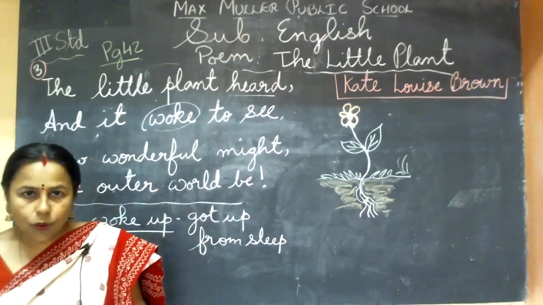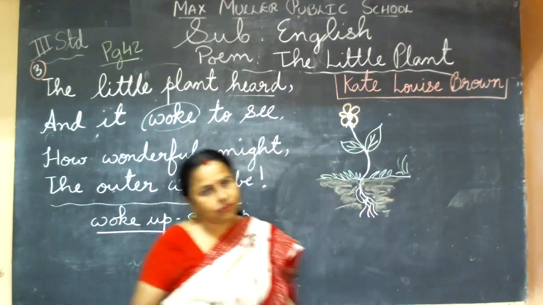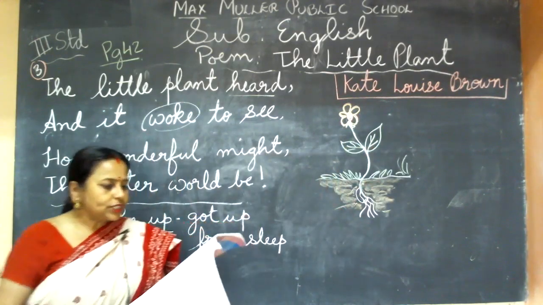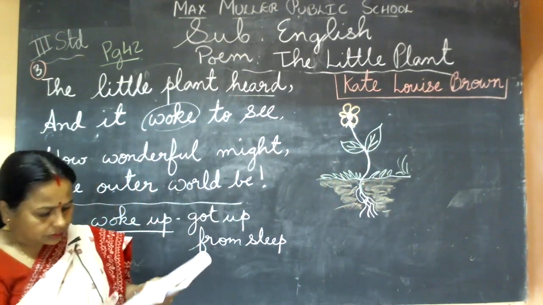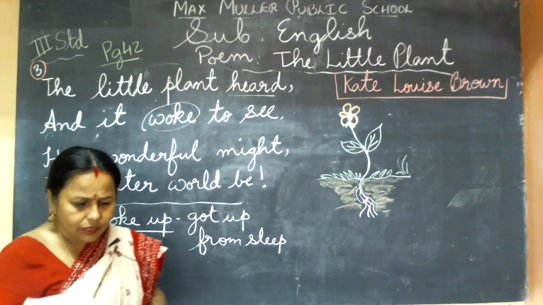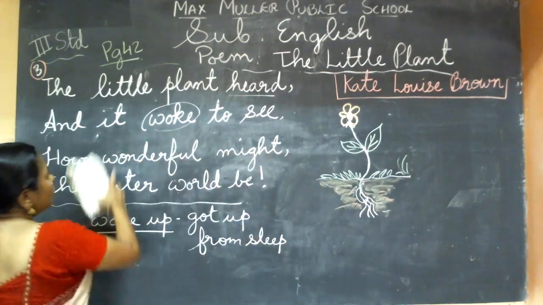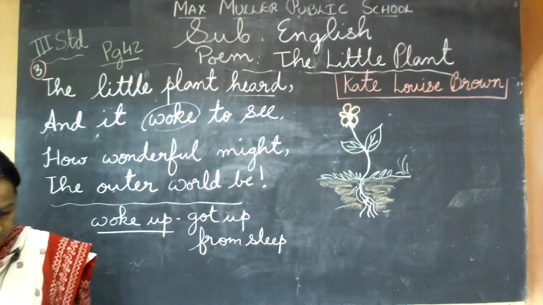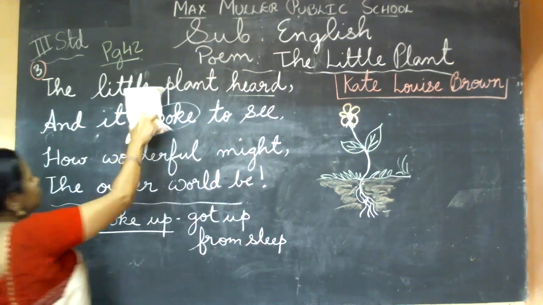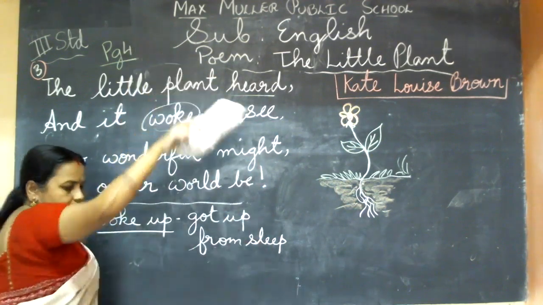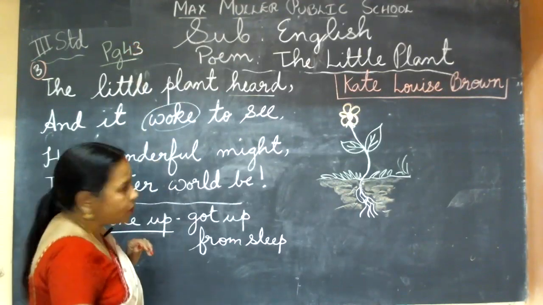That is the full life cycle of a seed. We learned it in the poem. It's a beautiful poem, written by Kate Louise Brown. I also explained the new words. Now I will do the exercise, children. Page number 43 is a very small chapter, children. Today only you can finish. Just read it properly and learn the poem. Memorization can come in the test. Poems we normally give for memorization. So, page number 43, I'll do the exercise now.